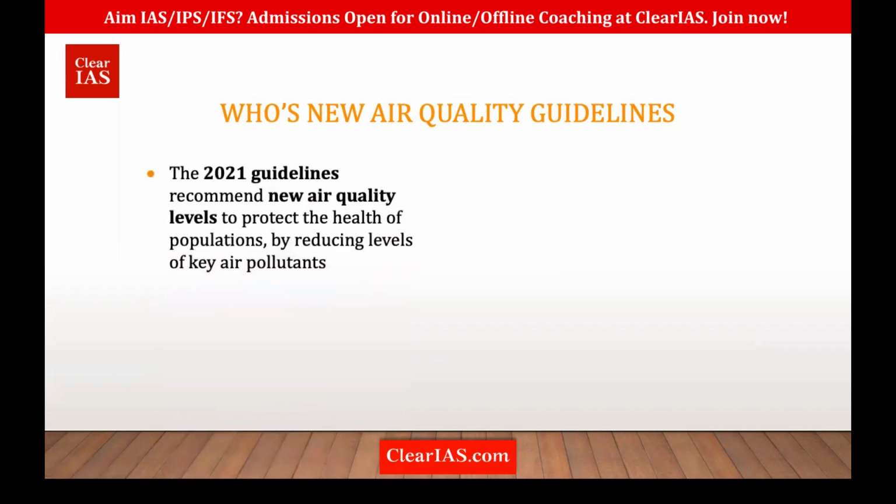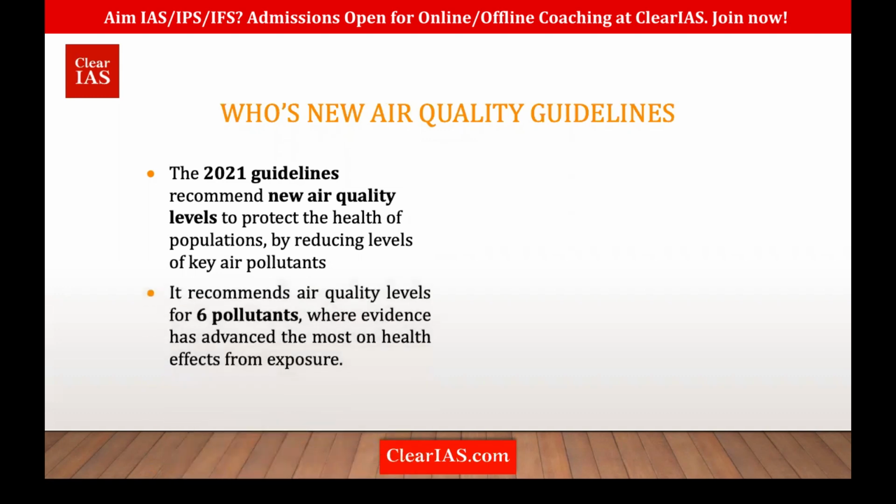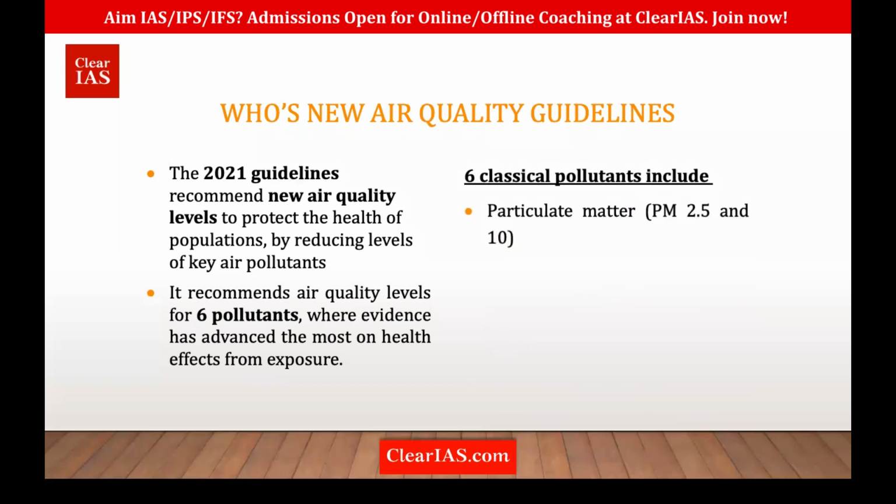In the latest initiative, there are the 2021 guidelines which recommend new air quality levels. They have actually reduced the earlier standards of pollution level in order to ensure more protection to human beings. And they have also identified 6 pollutants, which are the major pollutants which pollute the air, and which have a huge impact on human health. So these 6 pollutants are PM2.5 and PM10, that is particulate matter 2.5 and particulate matter 10. This 2.5 and 10 is actually the size of the particles.